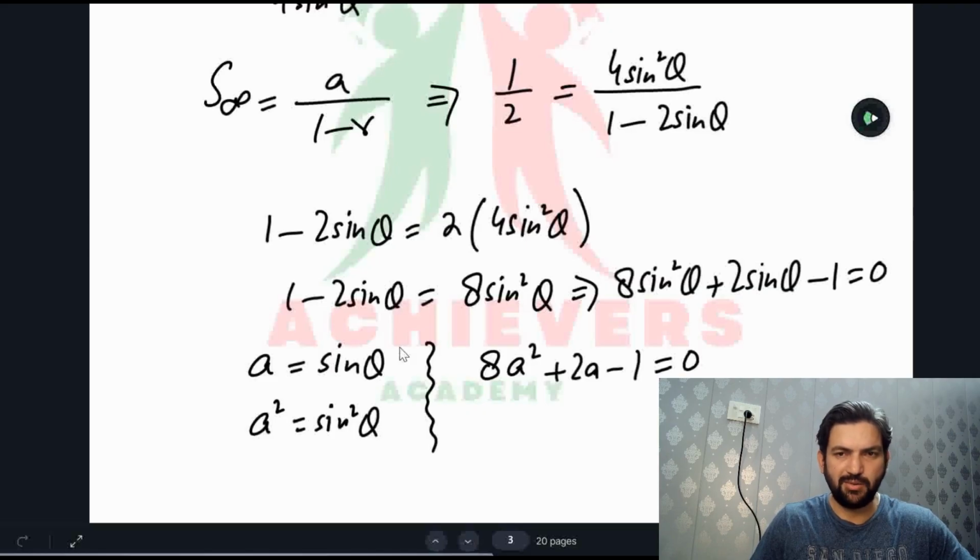So how can we simplify it? We can write it as 8a square plus 4a minus 2a minus 1 is equal to 0.